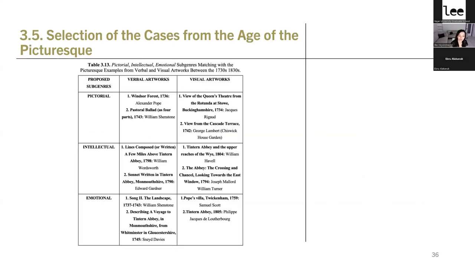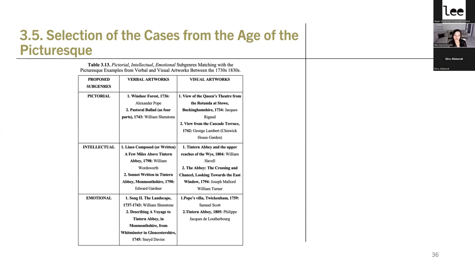In order to read the picturesque spatiality within the context of atmosphere, I introduced the cases selected from the verbal and visual artworks to be examined by following the proposed reading model, which is based on the subgenres pictorial, intellectual, and emotional. The model gains importance because the subgenres pictorial, intellectual, and emotional correspond to different qualities of artworks, and therefore all of them highlight different sides of the picturesque atmosphere.